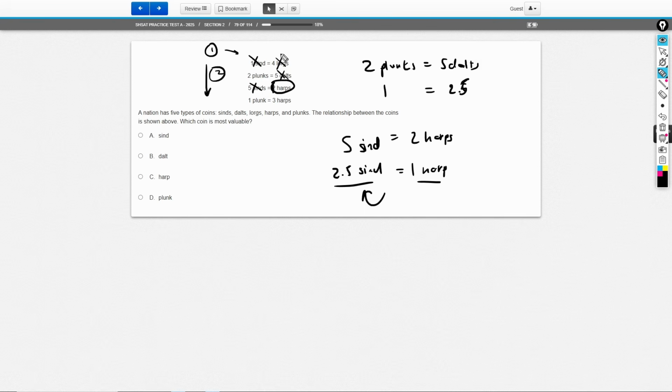That still means that a Lorg is less than a Sind, right? It means a Lorg is probably the least valued thing here. Regardless, a Harp gets you multiple Sinds. That means a Sind is no longer the most valuable currency, okay?